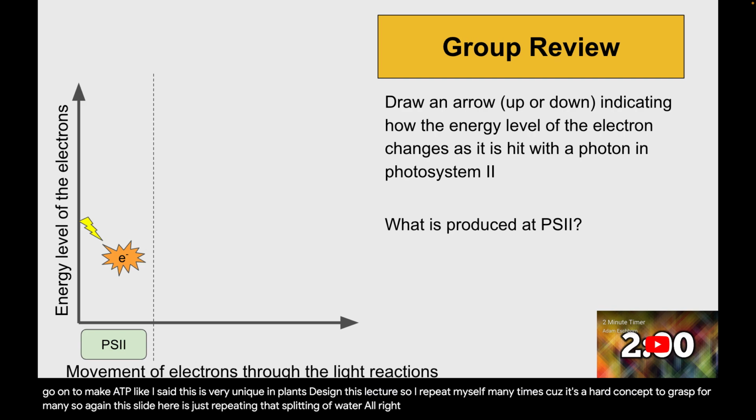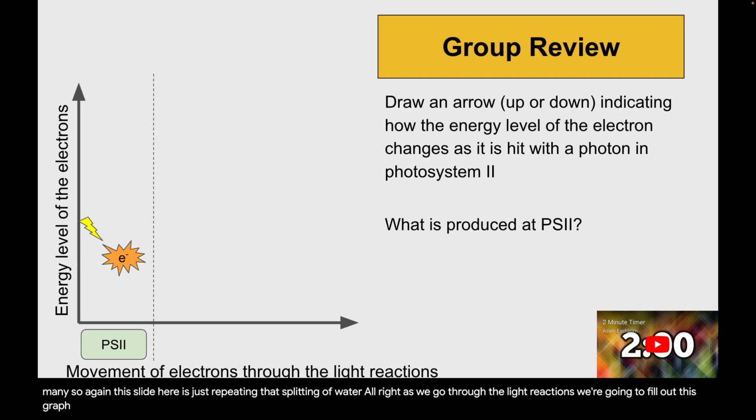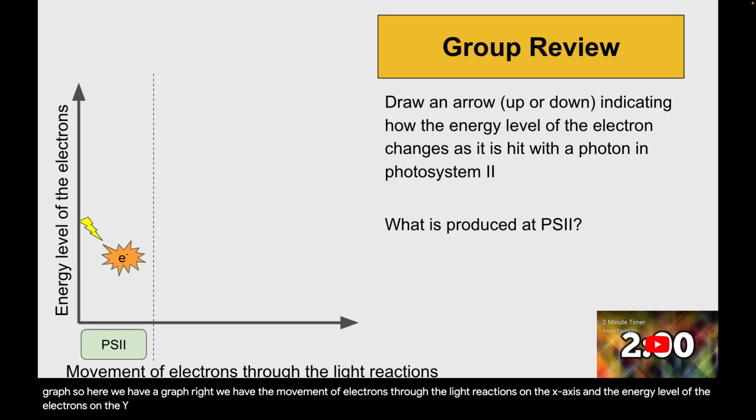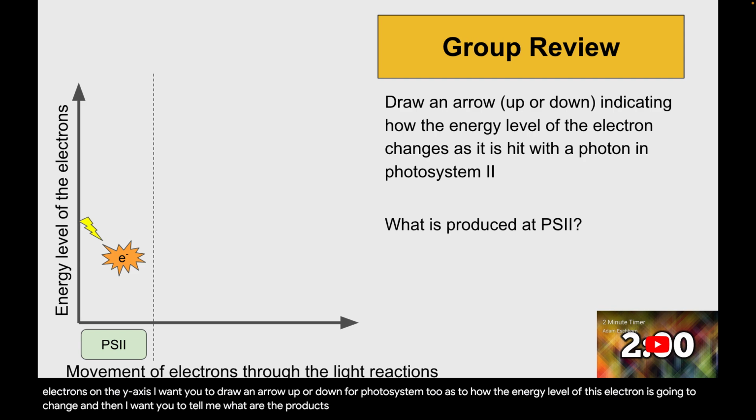All right. As we go through the light reactions, we're going to fill out this graph. We have the movement of electrons through the light reactions on the x-axis and the energy level of the electrons on the y-axis. I want you to draw an arrow up or down for photosystem 2 as to how the energy level of this electron is going to change. And then I want you to tell me, what are the products of photosystem 2? What does it produce? I'll give you a couple minutes.